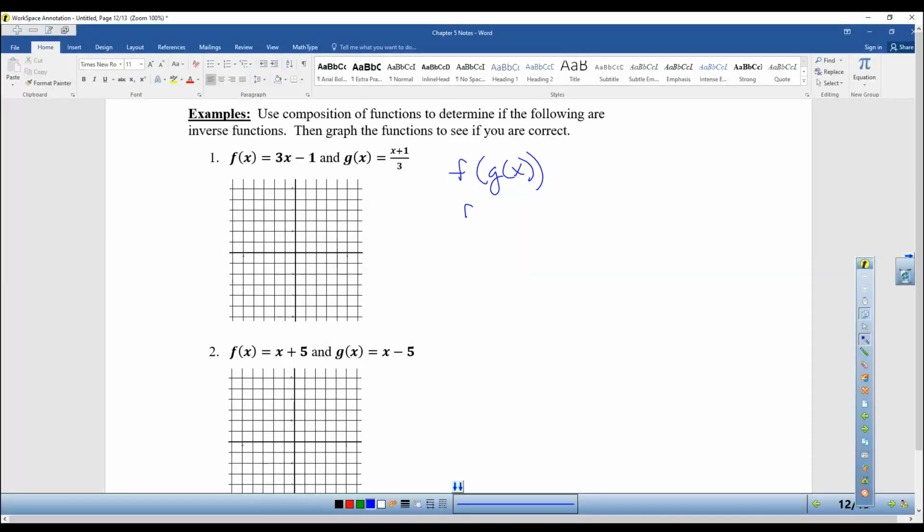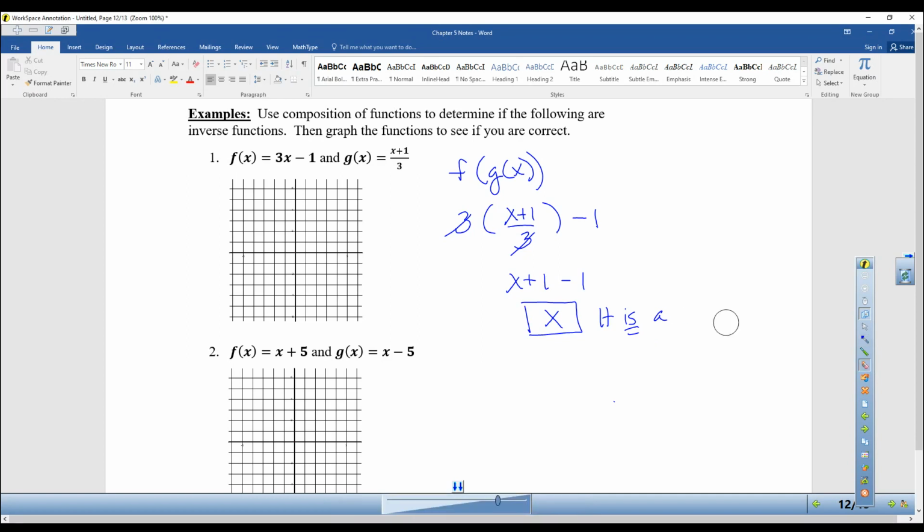So f of, which is 3 times something minus 1. So whatever is going to go in here is in place of the x. And what is going to go in there? X plus 1 over 3. The 3's cancel. So now I just have x plus 1 minus 1. And then I get x. And that answer is what tells you it is the inverse.